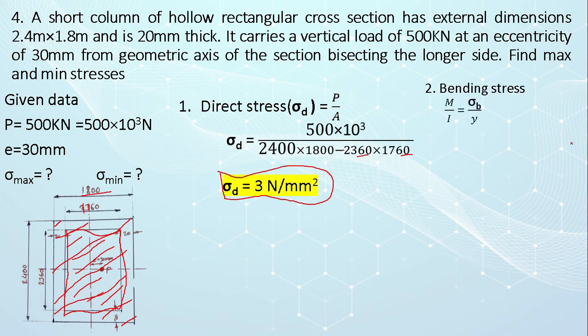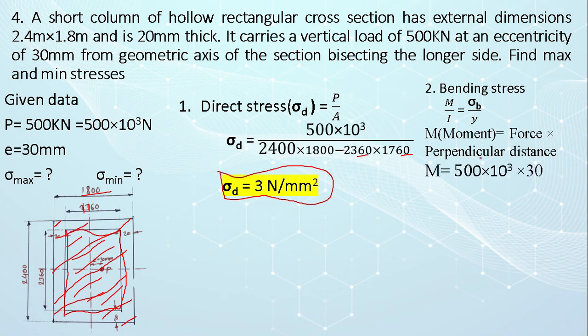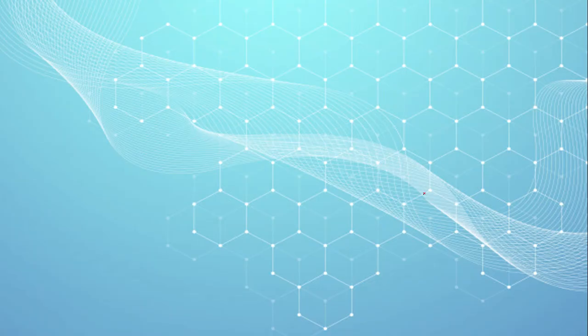Now for bending stress, we know the formula M by I is equal to sigma B by y. Now bending moment is equal to force multiplied by perpendicular distance. We know the force 500 into 10 raised to 3 and perpendicular distance this 30 mm. So M is equal to 500 into 10 raised to 3 multiplied by this eccentricity 30. So capital M is equal to 15 into 10 raised to 6 Newton mm. This is the value of bending moment.